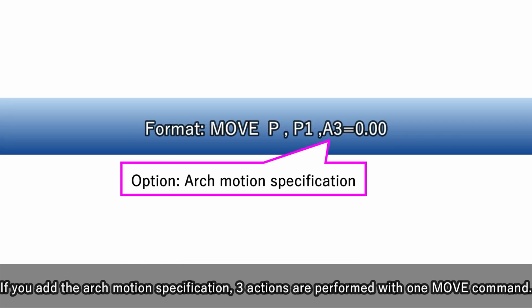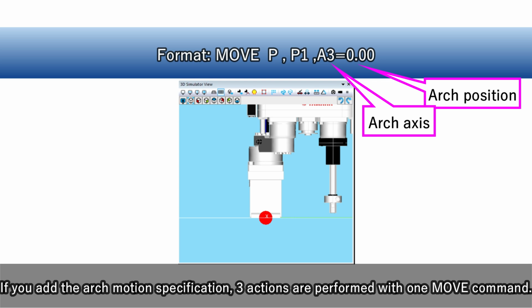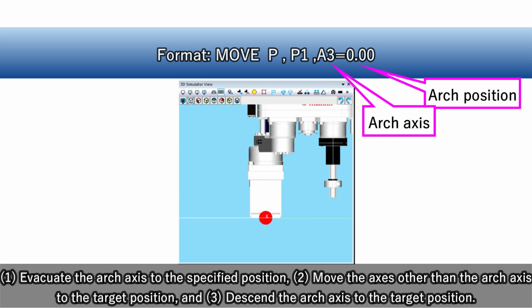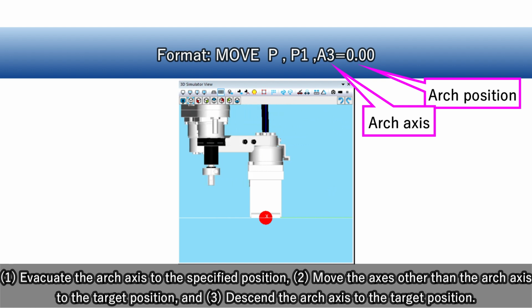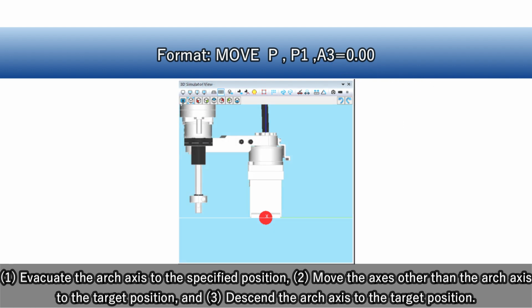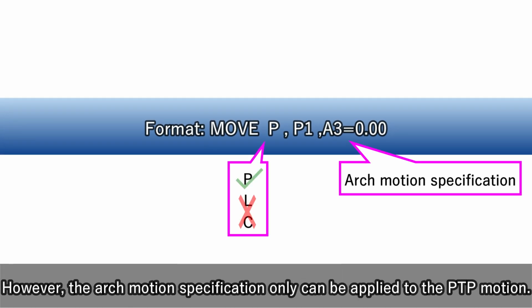If you add the arch motion specification, 3 actions are performed with one move command. First, evacuate the arch axis to the specified position. Second, move the axes other than the arch axis to the target position. And third, descend the arch axis to the target position. However, the arch motion specification only can be applied to the PTP motion.